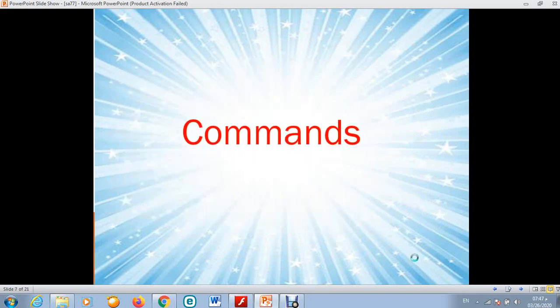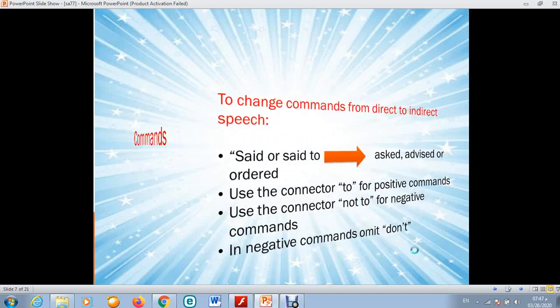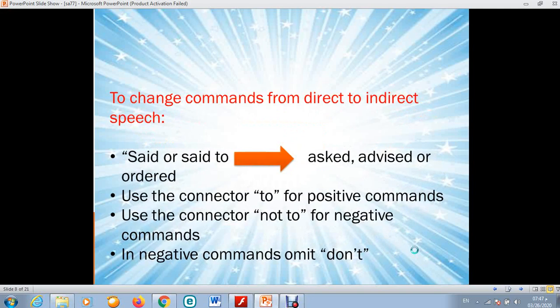Now let's study how to change commands from direct to indirect speech. But first, let me tell you that commands may be either positive or negative commands. If I ask you to do something, this is a positive command. And if I ask you not to do something, it's a negative command. So, how can we change commands from direct to indirect speech?